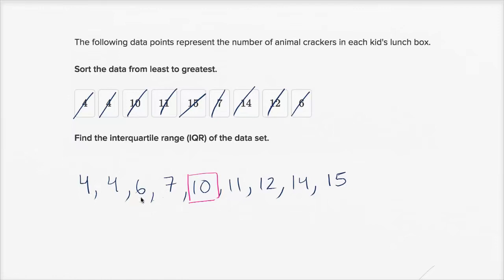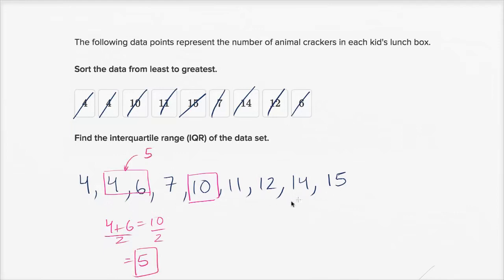Out of these first 4 numbers, since I have an even number of numbers, I'm going to calculate the median using the middle 2 numbers. So I'm going to look at the middle 2 numbers here, and I'm going to take their average. So the average of 4 and 6, halfway between 4 and 6, is 5. Or you can say 4 plus 6 is equal to 10, but then I want to divide that by 2. So this is going to be equal to 5. So the middle of the first half is 5. You can imagine it right over there.